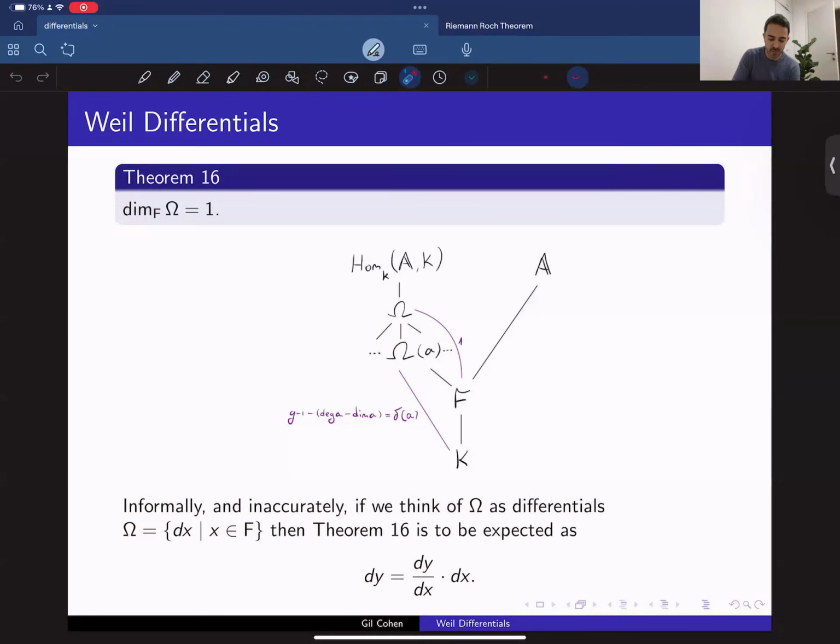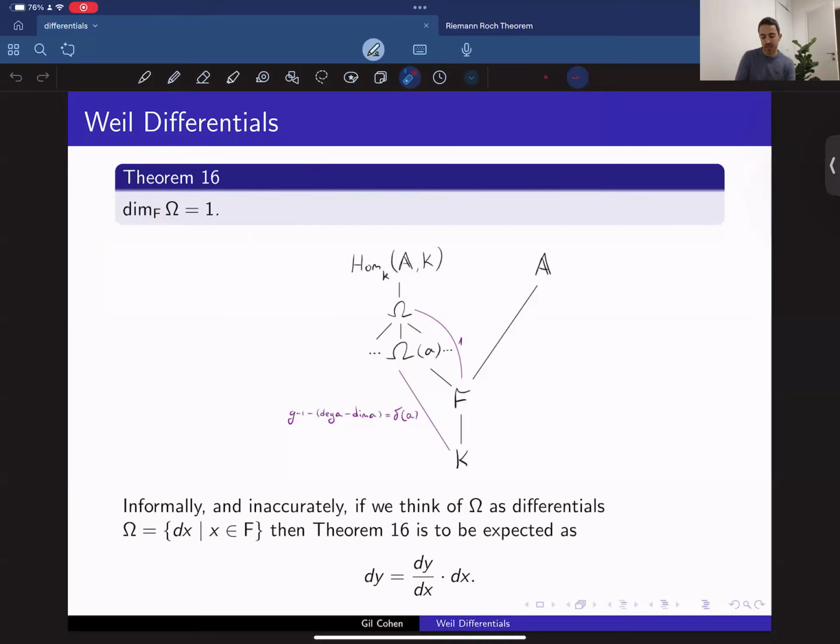Hi, in this video we are going to prove that omega, the space of the differentials, as a vector space over F has dimension 1. This is something we skipped in the physical lectures to save some time. Right, so that's the statement that we want to prove, that the dimension of omega as an F vector space is 1.